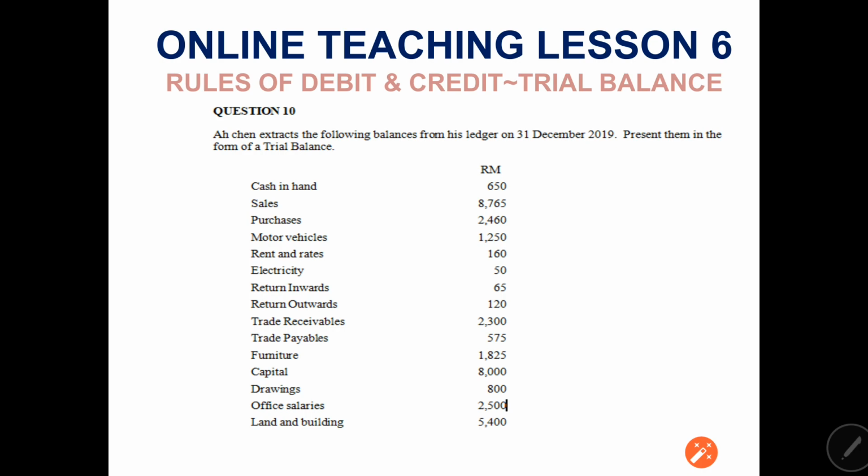And let's see question number 10. You are given cash in hand. Cash in hand is actually your asset. Okay, sales, it should be on the credit. Purchases, it should be on the debit. Motor vehicles is asset, so debit. Okay, rent and rates, expense account. Electricity also expense account. Return inward, it should be on the debit side. Return outward, credit side. And trade receivable, asset.